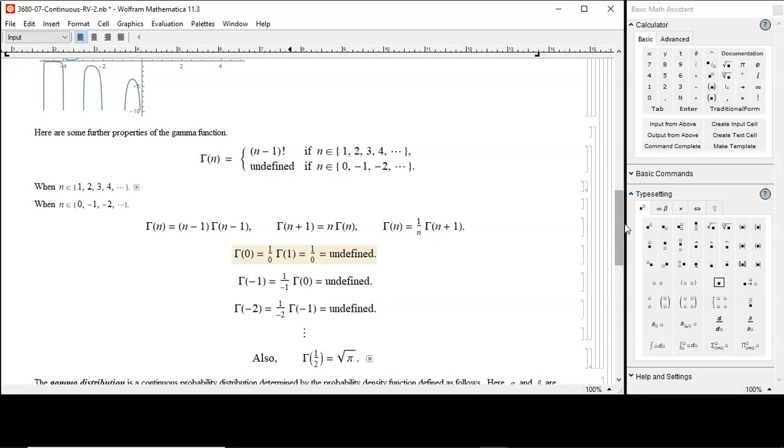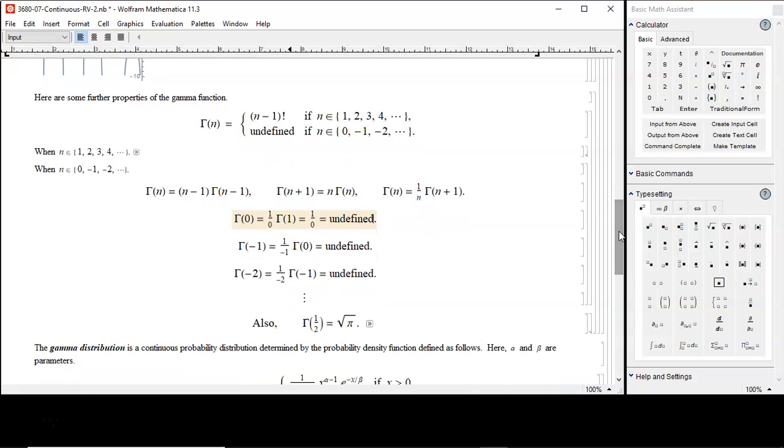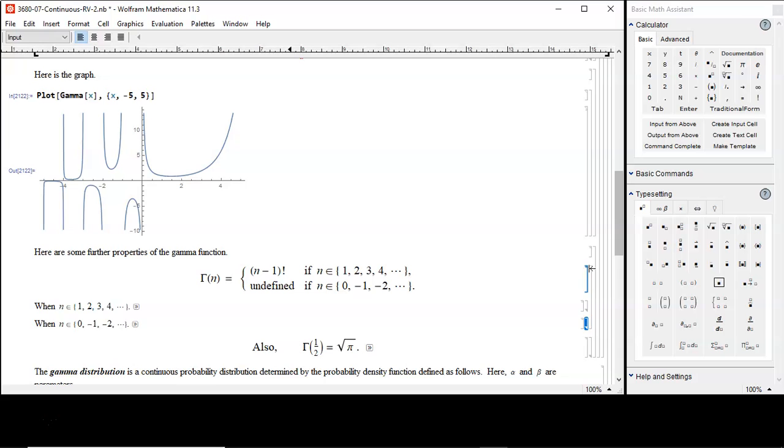You see, gamma of 0 is 1 over 0, so undefined. And then gamma of negative 1 is 1 over negative 1 times gamma of 0. But gamma of 0 is undefined, so that's undefined. Gamma of negative 2 is 1 over negative 2 times gamma of negative 1, that's undefined, so it's undefined. And so on and so forth.